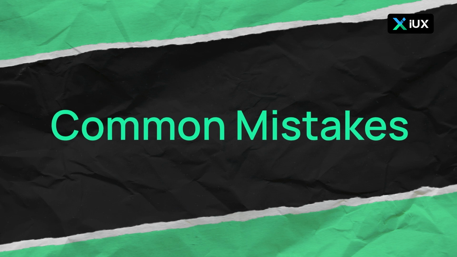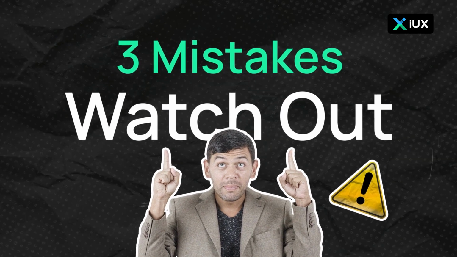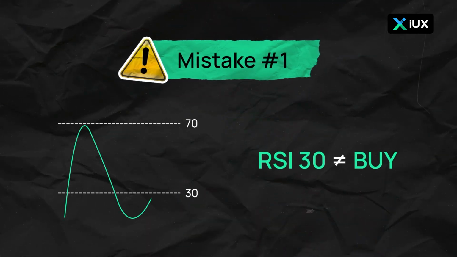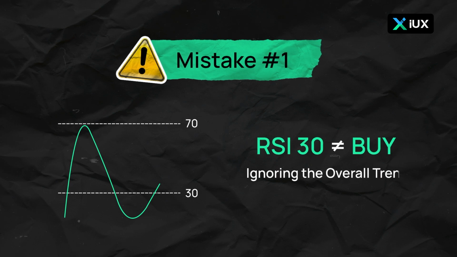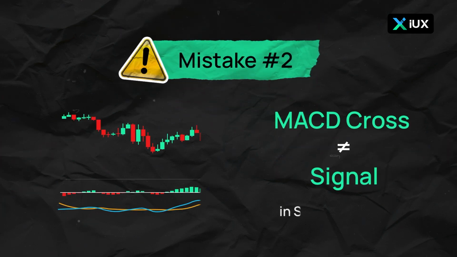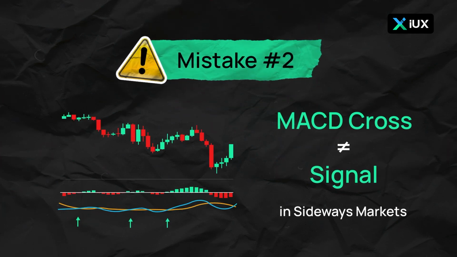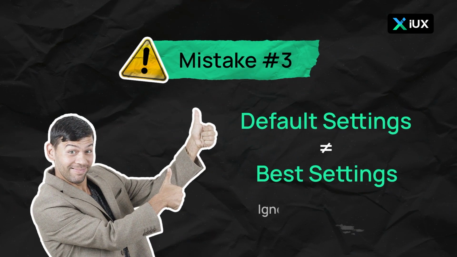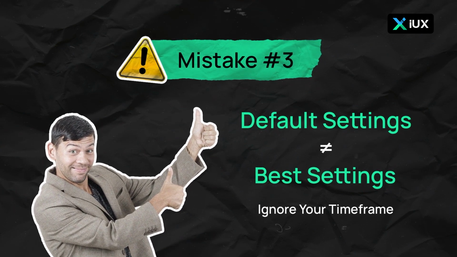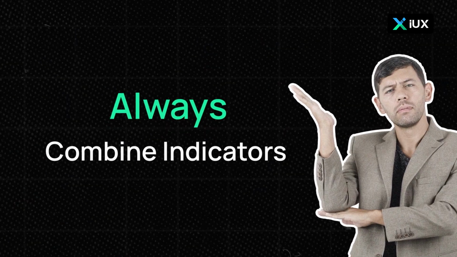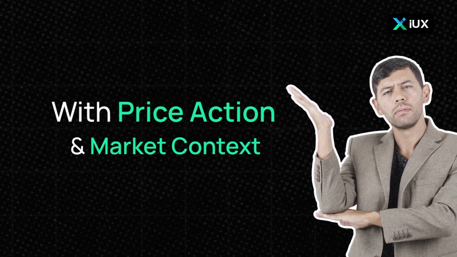Common mistakes. Here are 3 mistakes to watch out for. Buying just because RSI hits 30, without checking the overall trend. Reacting too quickly to MACD crossovers, especially during sideways markets. Using default settings blindly, without adjusting to your trading time frame. Always combine indicators with price action and market context.